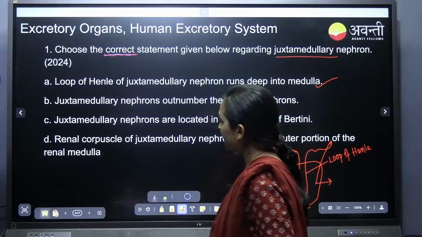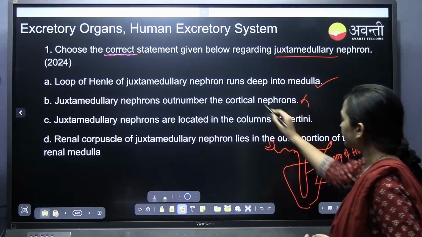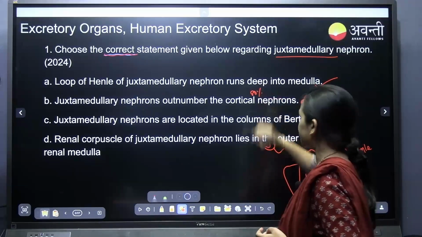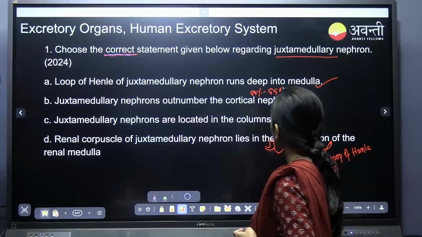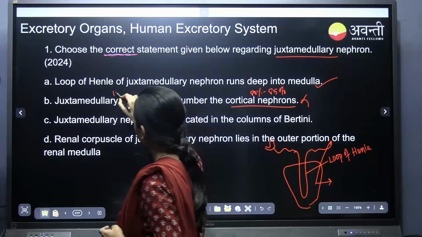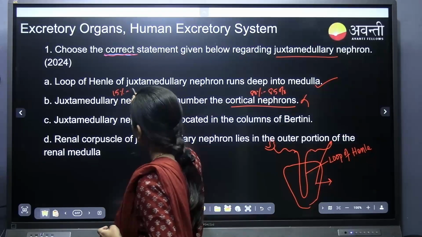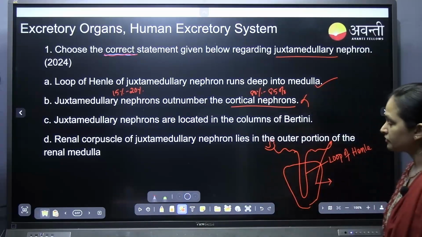B, C and D. Juxtamedullary nephrons outnumber the cortical nephrons? No, actually cortical nephrons are about 80 to 85 percent, and juxtamedullary are 15 to 20 percent of total nephrons. So, B is wrong.